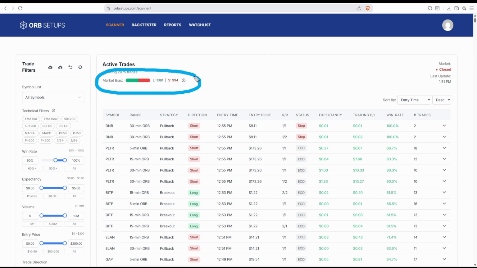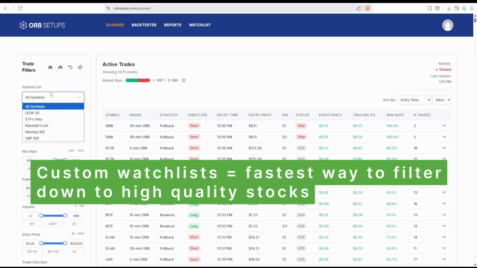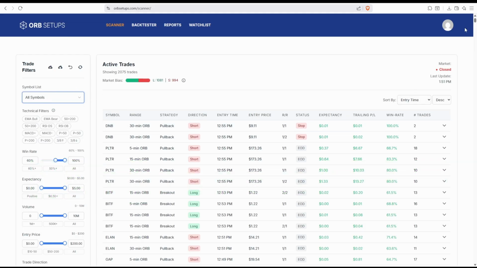decide which direction we even want to trade? Which direction do we want to trade today, long or short? That's the first question we need to answer. Now, to help us answer that, you first need to decide, are you trading all symbols, the S&P 100, the NASDAQ, you have your own custom watch list, whatever it is. Load that in. For this exercise, I'm going to use all symbols.